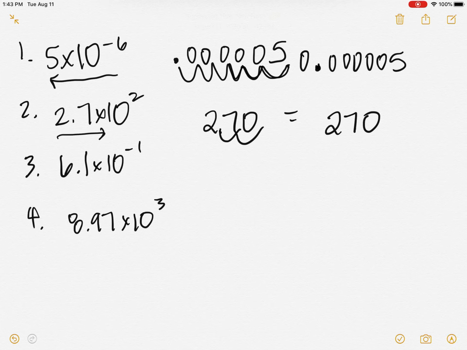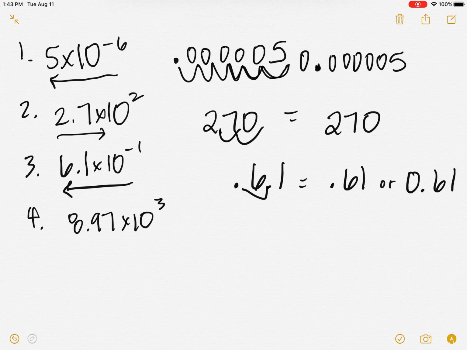6.1 times 10 to the negative 1. I'm going to move it to the left to make it a decimal. Move it 1 time. So 6.1, move it once. My number is 0.61 or .61. That doesn't change the value of the number.